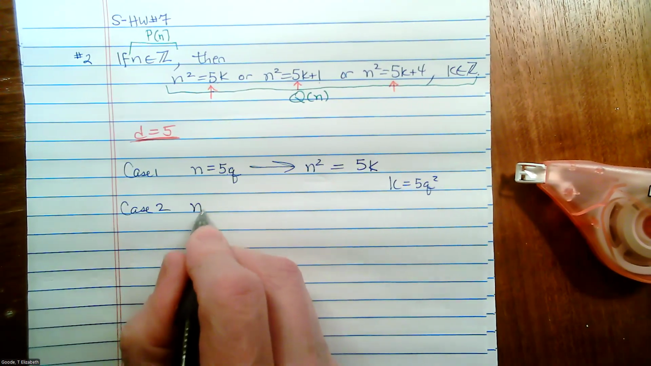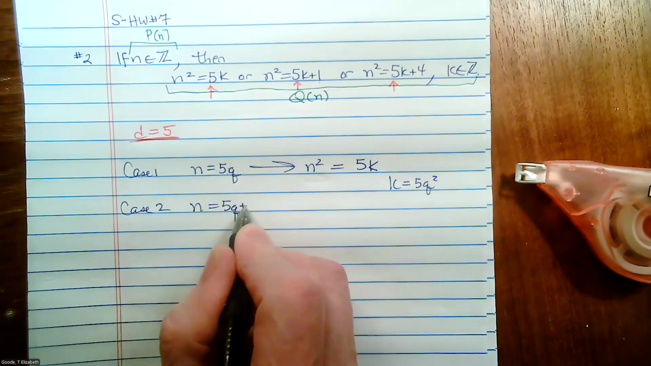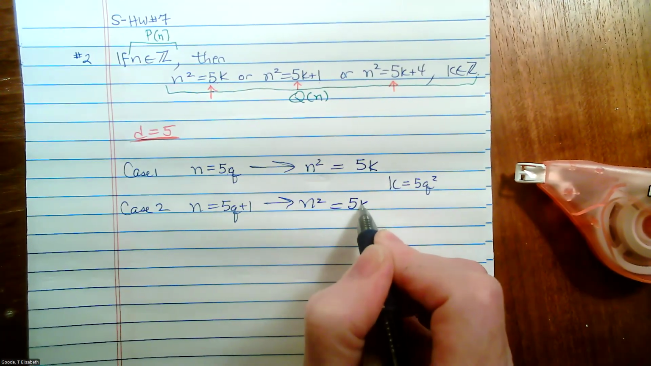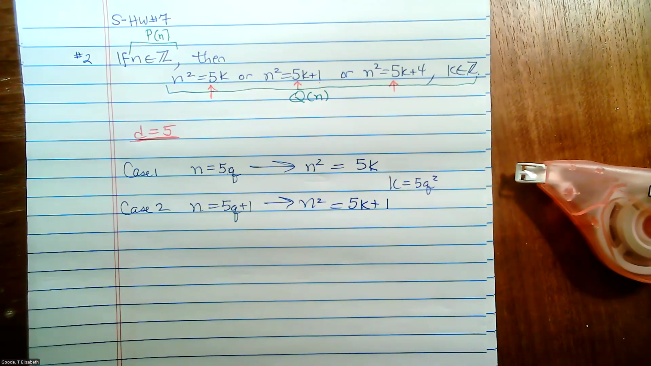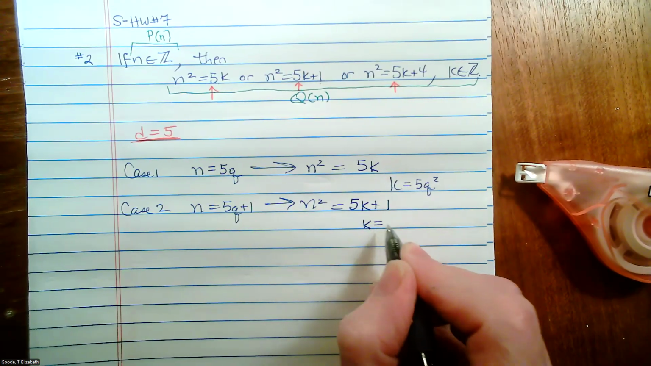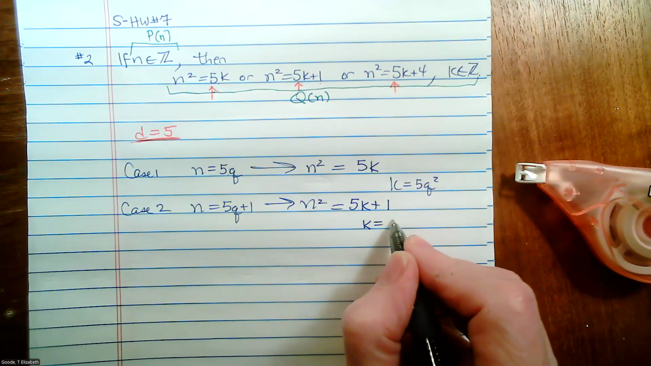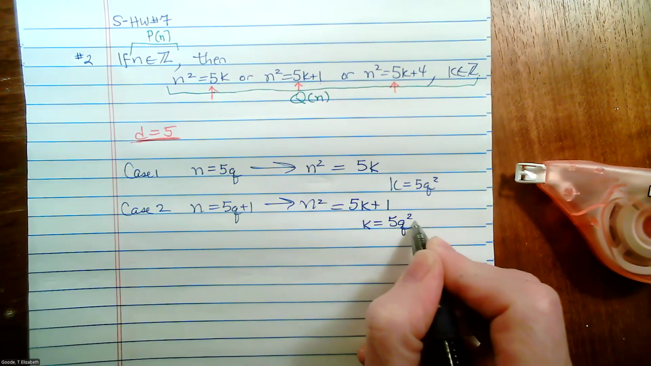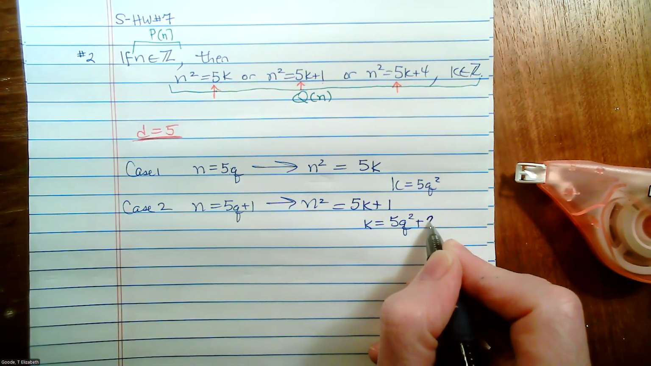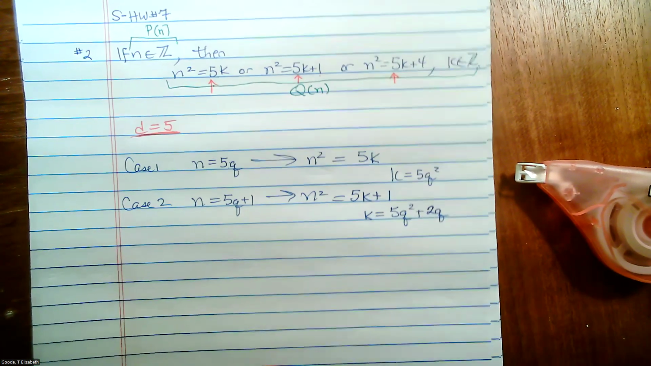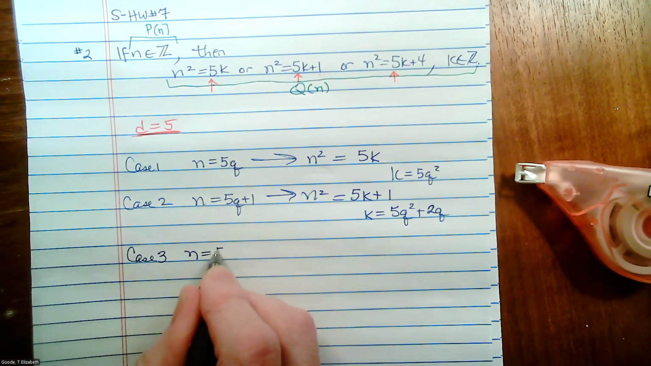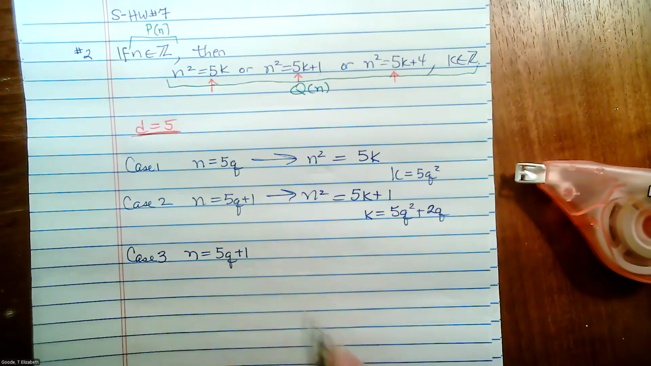And then case 2, n is 5q plus 1. What happened? I think it's 5k plus 1. Yes, it is 5k plus 1. And k turns out to be equal to what? 5q squared plus 2q. 2q, yes. Okay, good, that's right.